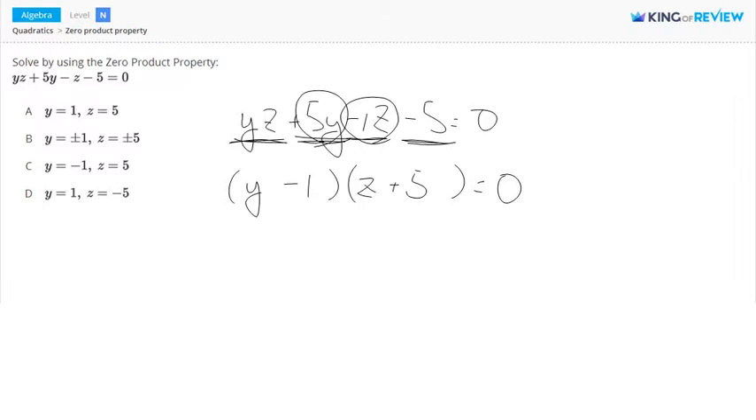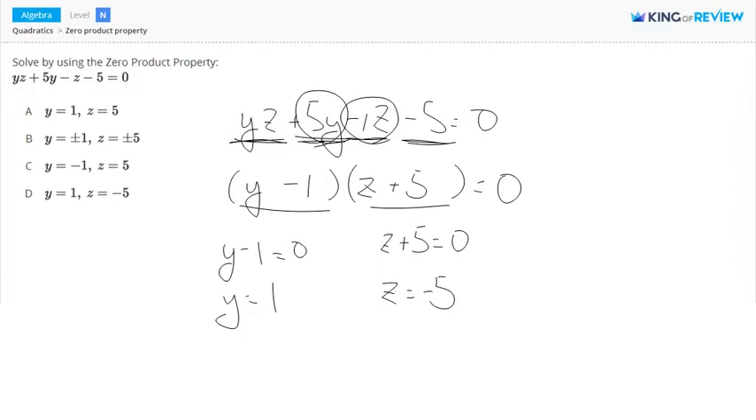And so we just have to think about when is this 0, when is that 0. Well, y minus 1 is 0 when y is equal to 1. And z plus 5 is equal to 0 when z is equal to negative 5. So you kind of see a pattern here. All you have to do is just flip the signs of whatever you get here to get our answers here. So our answer for this question is going to be D.